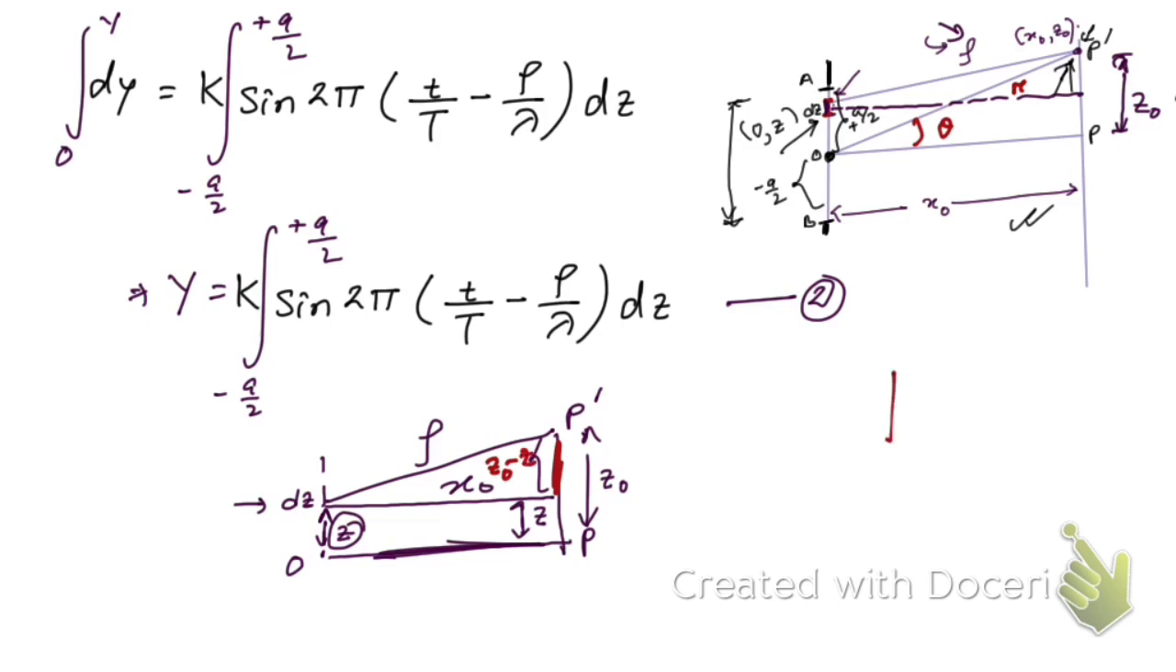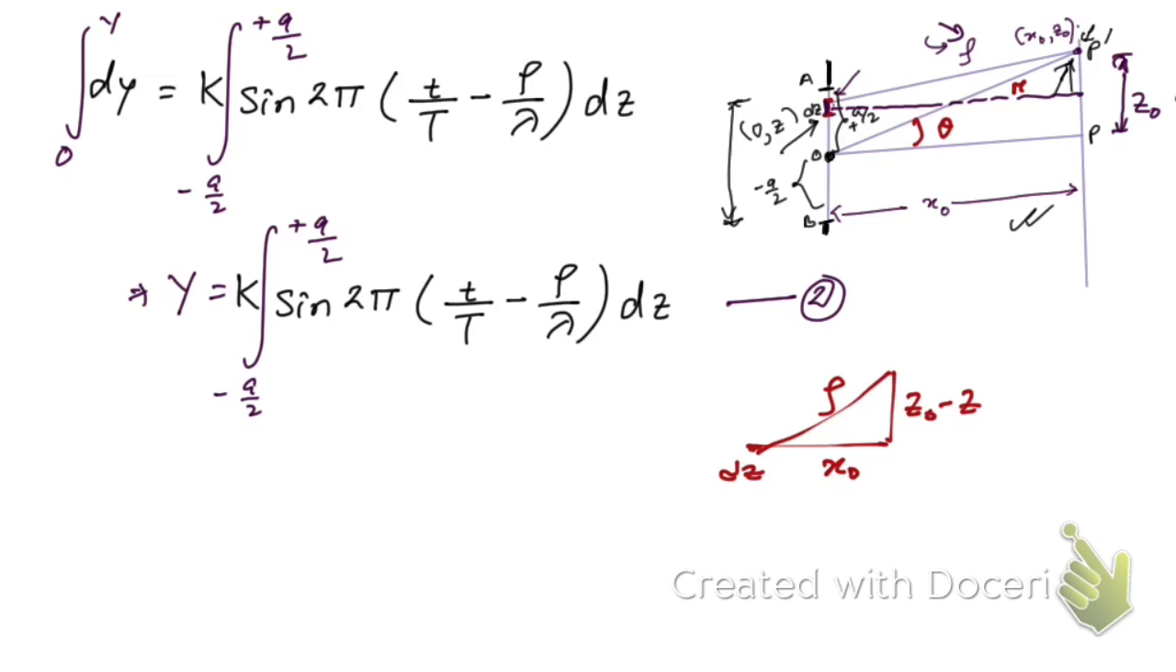So we got a triangle. Here we have the element dz, and this is x naught, this is z naught minus z, right? And this is rho. And from this triangle, we're going to get that rho square is equal to x naught square plus z minus z naught whole square, right? Hope you have understood this. So let me explain it again.